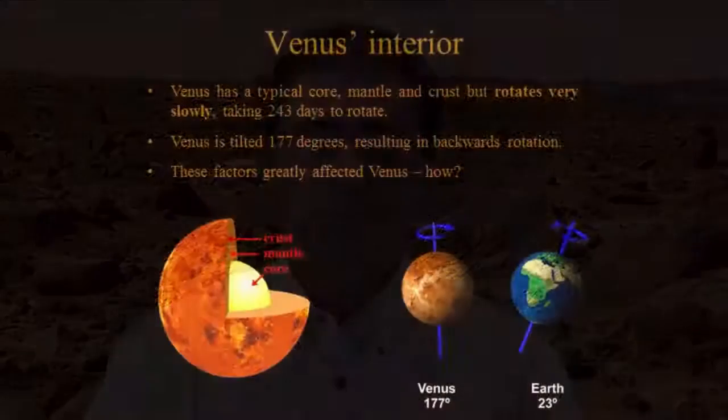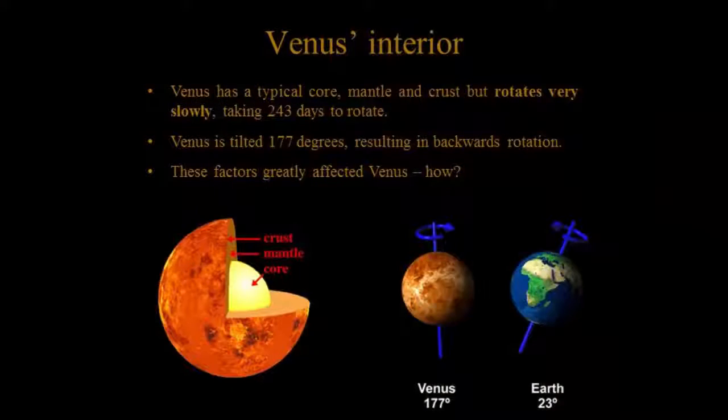And if Venus began rotating in the correct direction as Earth does, if you tip it over almost 180 degrees, it's going to appear to rotate backwards. So a very strange world here. Rotating backwards and very, very slowly. Well, this slow rotation has a great effect on Venus. How so?